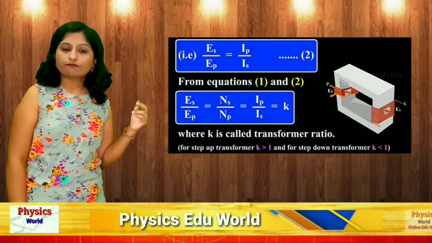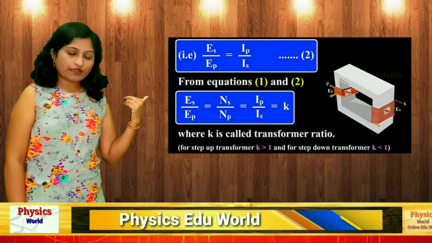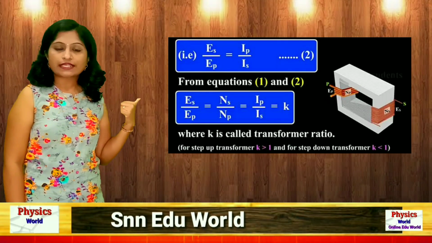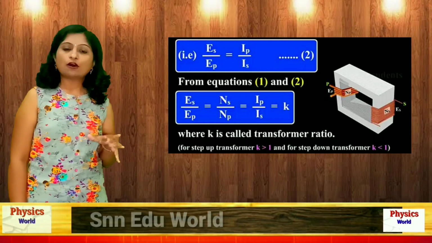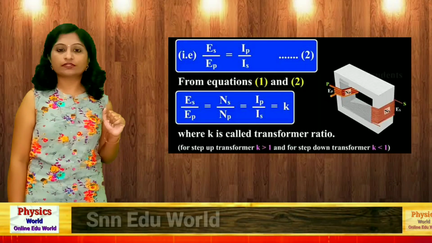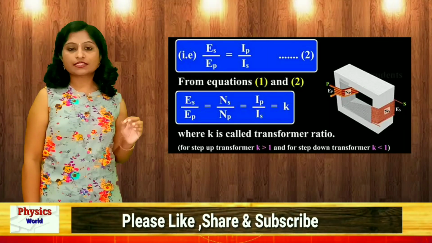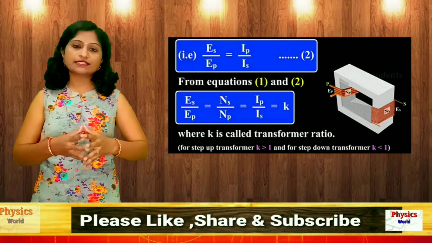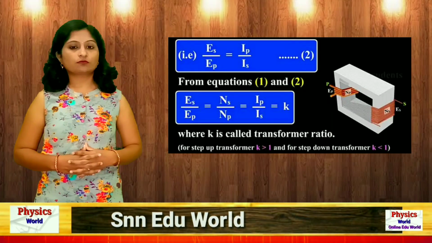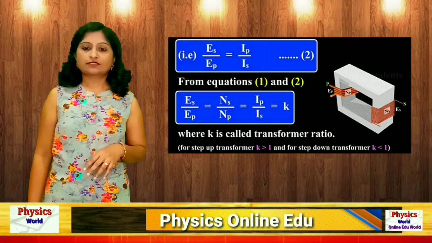Means ratio of primary current to secondary current, ratio of winding in secondary coil to primary coil, and the ratio of secondary EMF to primary EMF. All these ratios are same. That we represent here with a K. Okay. So here K is called as a transformer ratio and it plays an important role. Based on that only there are types of transformers. So this is the concept of the transformer.